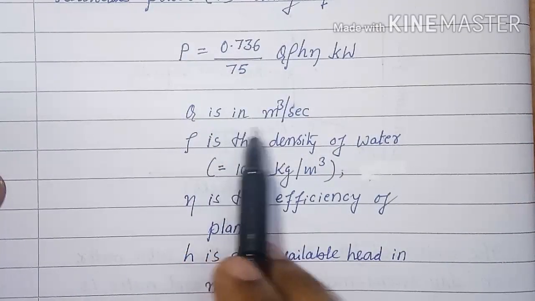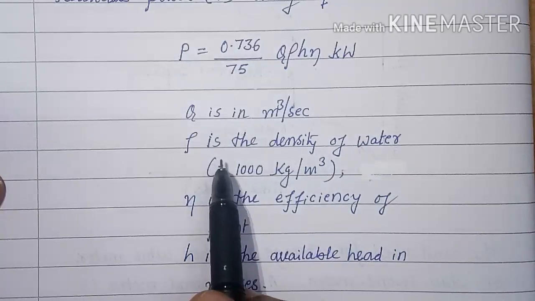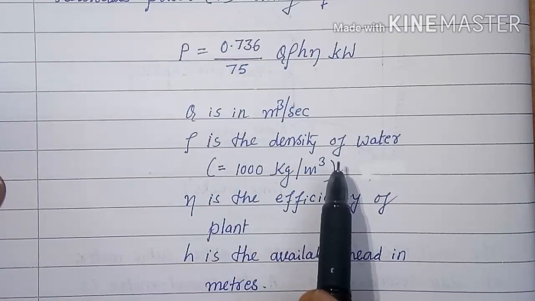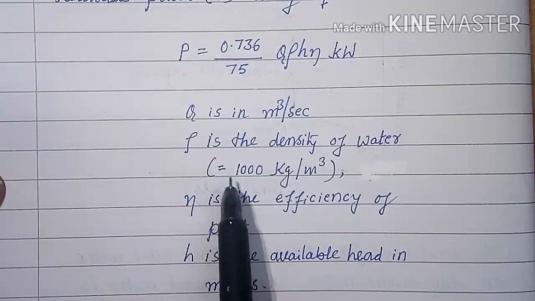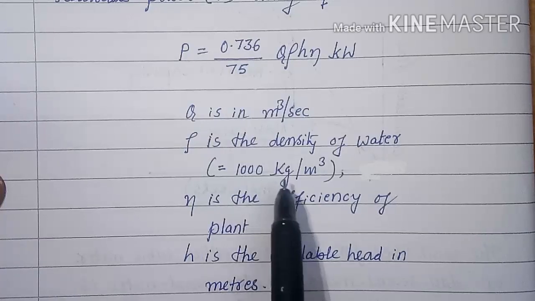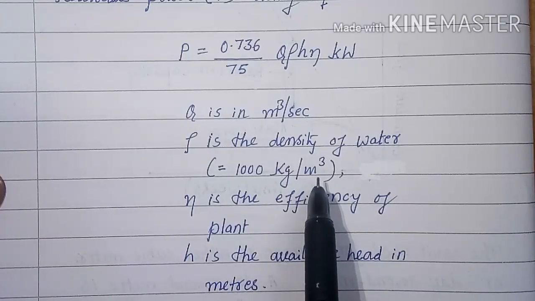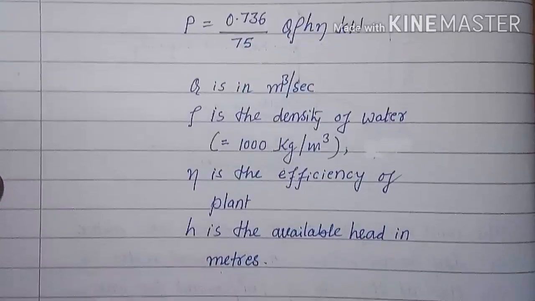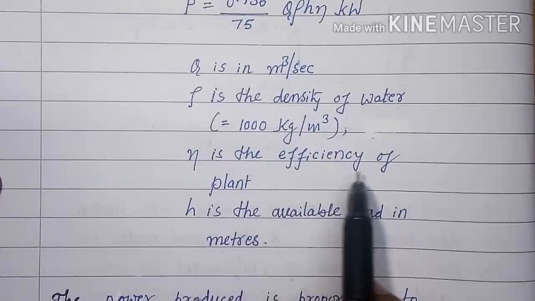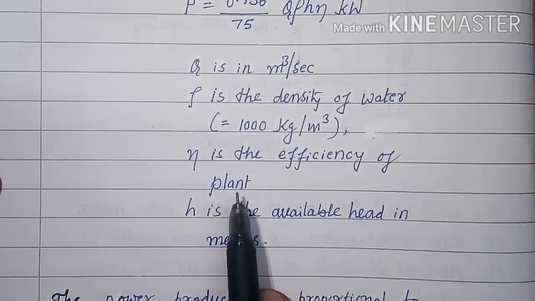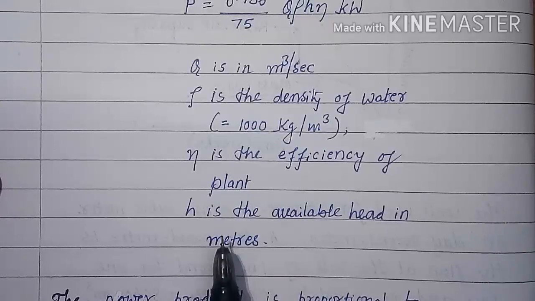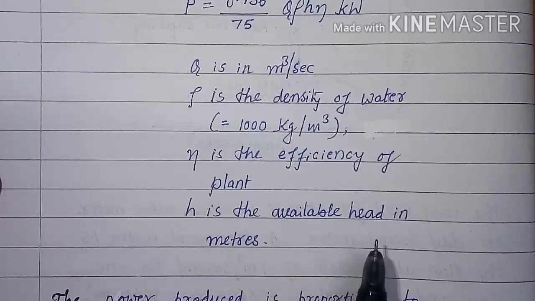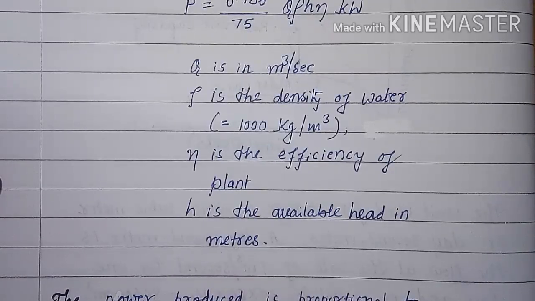Where Q is in meter cube per second, rho is the density of water. The density of water is 1000 kg per meter cube. Eta is the efficiency of plant. It varies from plant to plant, so its value will not be given. H is the available head in meters.